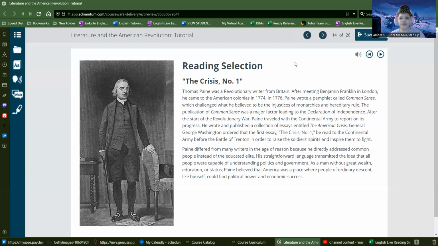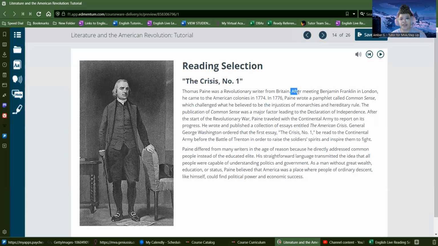Now we're just going to review this really quickly. You can pause this video to read through it on your own, but I'm just going to go over a couple points. So we start off in this first sentence. They tell you who Thomas Paine is. He was a revolutionary writer from Britain. So he was pro the Revolutionary War.